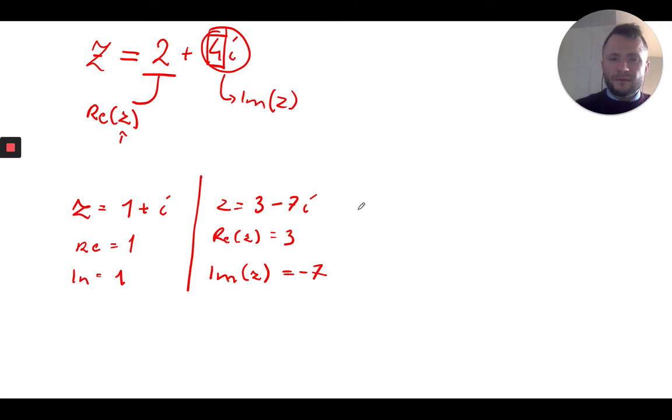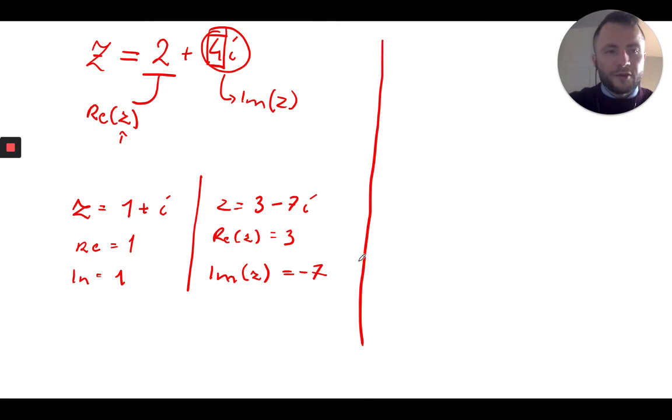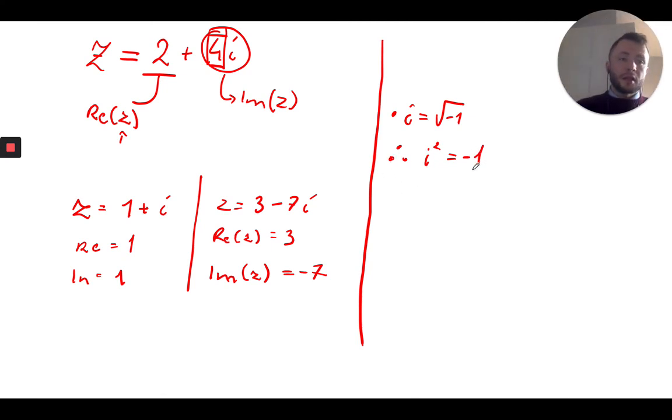And that's it. So for the moment, there are things that I would want you to remember. The first one is that i equals the square root of minus 1, and as a consequence of this, i squared equals minus 1. So i, the imaginary number i, is the only number that when squared gives us a negative number result. So this is the first thing I want you to remember.